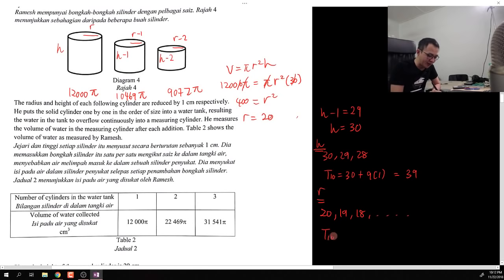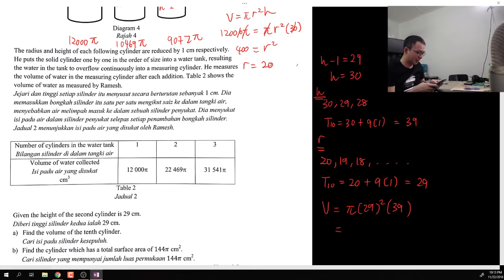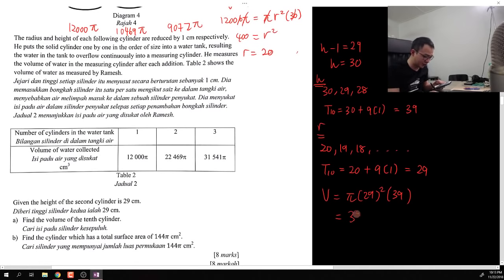Then I want to find my T10 here. T10 will be A plus n minus 1 d. Then my r is 29. So after I know my h and my r, then I can find the volume using pi r square h. Then I should be able to get the correct answer here. 29 square multiply 39. So I should have 32799 pi.